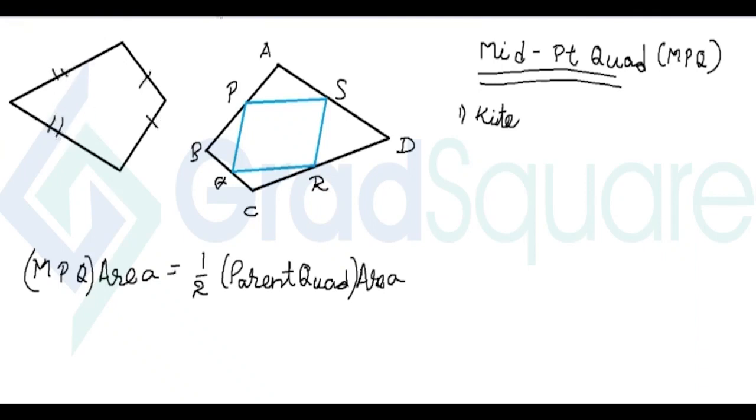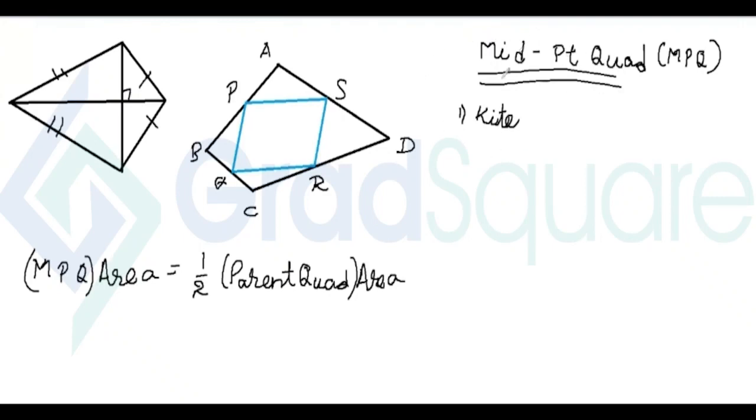Which means that this cannot be a parallelogram, because in a parallelogram opposite sides have to be equal, which is not true in this case. The second property of kites is that the diagonals of a kite will intersect at right angles. So diagonals will always intersect at right angles. This is a property of a kite. Okay, so this is what a kite is.